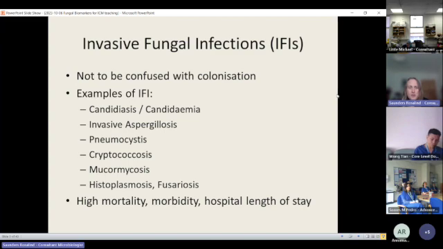So the commonest invasive fungal infections that you will encounter in the ITU setting is either candidiasis, which is candida in a place where it's not meant to be, or candidemia, which is specifically candida in the bloodstream. Less commonly, we would see invasive aspergillosis and pneumocystis. And then for the sake of completeness, I've listed a few of the other invasive fungal infections that from time to time we might come across, but they are pretty rare.